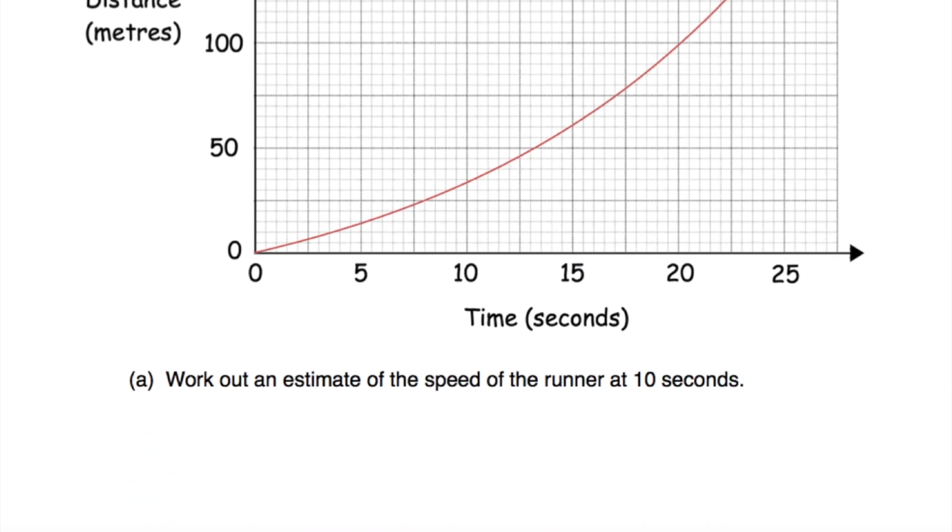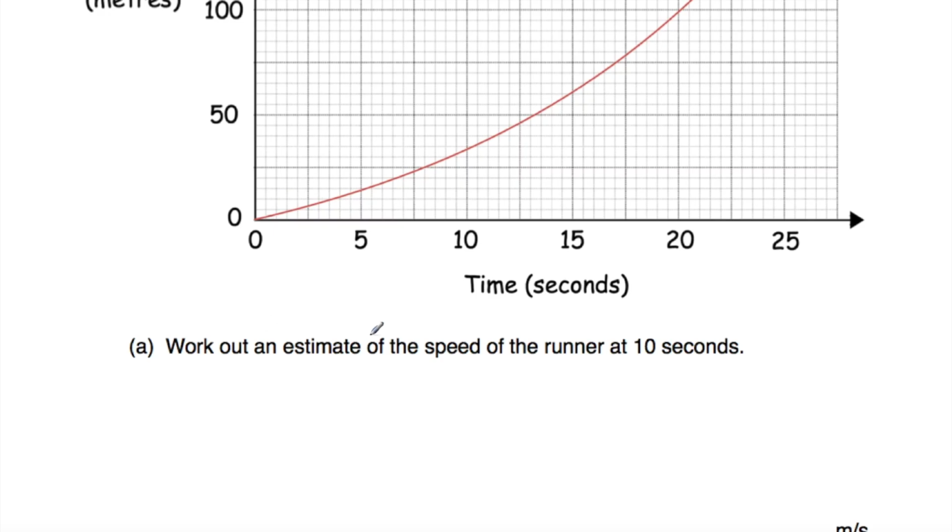If we go down, part A says work out an estimate for the speed of the runner at 10 seconds. So we want to find an estimate of the speed, which is the estimate of the rate of change of this graph. So we want to find the gradient of the tangent at this particular point. Let's draw a tangent at time equal to 10 seconds.